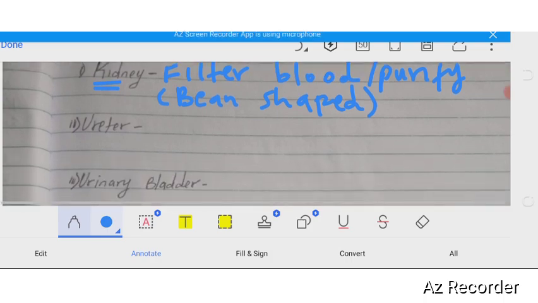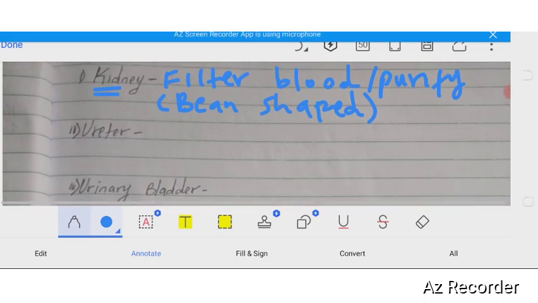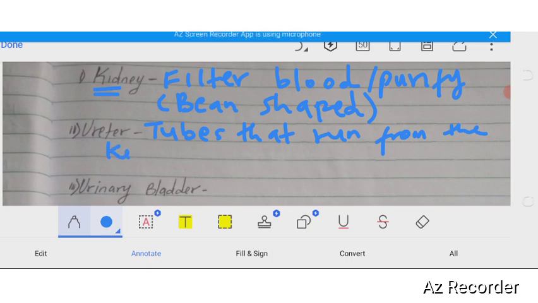When we move to the ureter, we say these are tubes that run from the kidneys to the bladder.